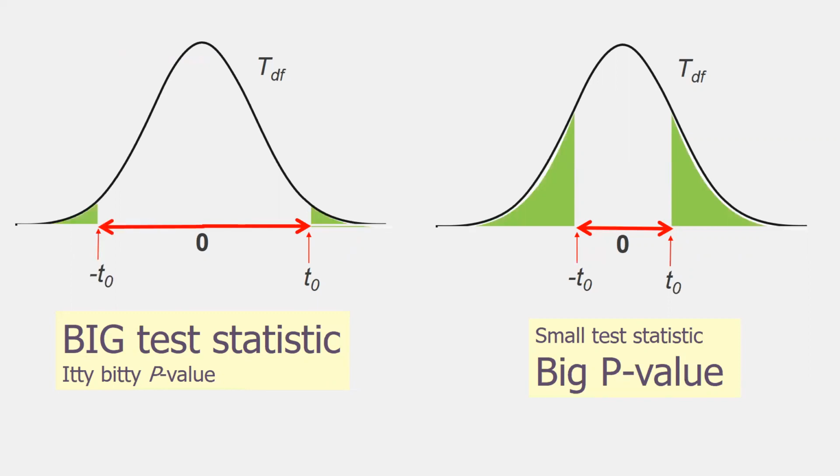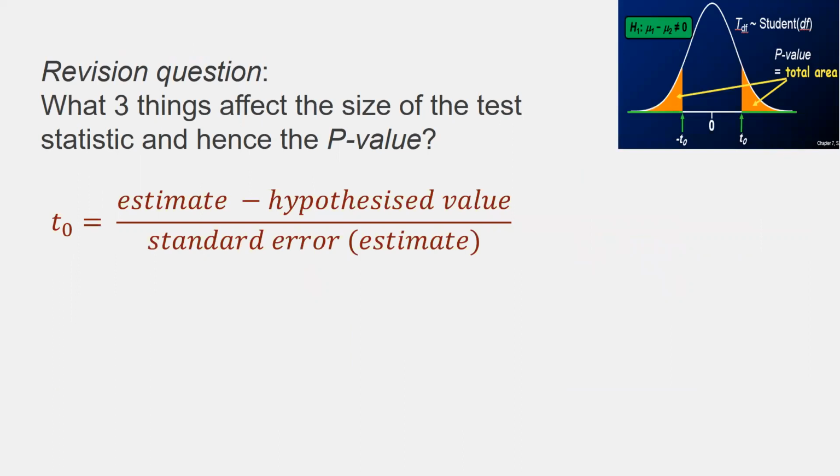So that's the connection. So how do we get a big test statistic? So let's have a look. If we have a look at our formula for the test statistic, if we change any of the things in the formula, that's going to change our test statistic. So let's have a little look.